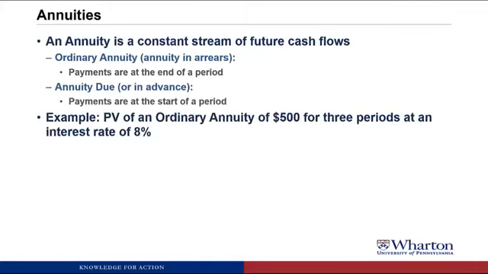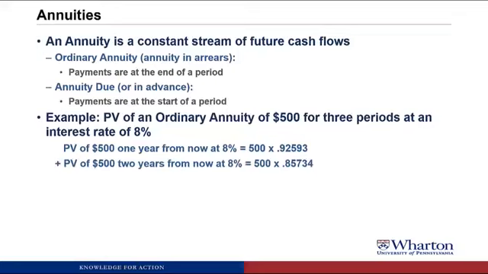So an example of this would work. How do you figure out the present value of an ordinary annuity of $500 for 3 periods at an interest rate of 8%? Well, you're getting the present value of $500 1 year from now at 8%, which would be 500 times the present value table rate of 0.92593, plus the present value of the $500 that you receive 2 years from now, discounted back at 8%, plus the present value of the $500 that you receive 3 years from now, discounted back at 8%.